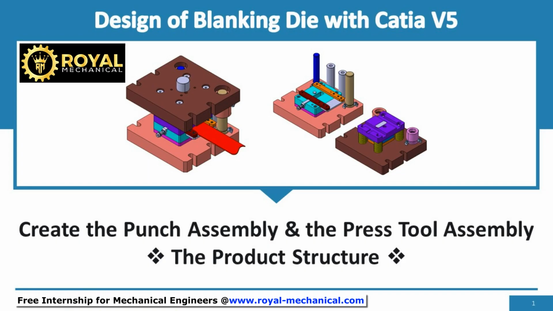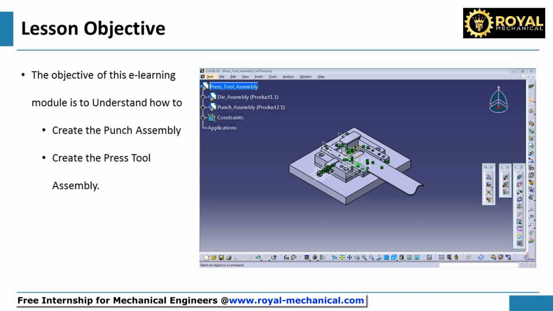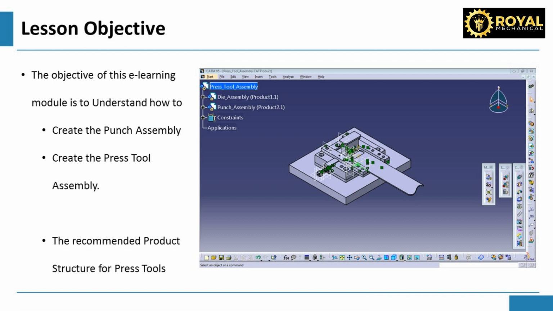Welcome. In this e-learning module, I shall demonstrate and make you understand how to create the punch assembly and the press tool assembly using CATIA V5. This is also the recommended product structure for press tools.